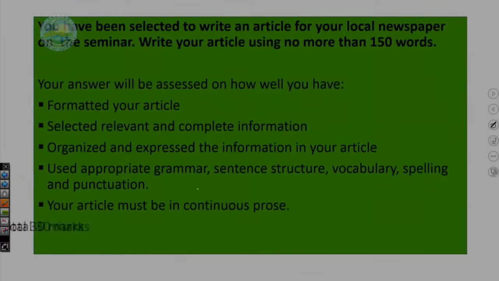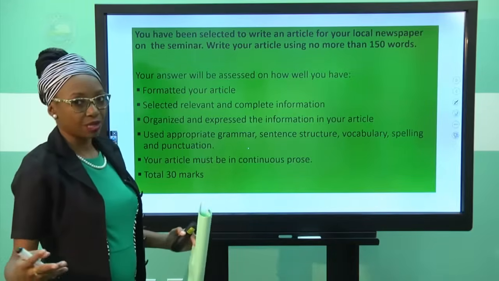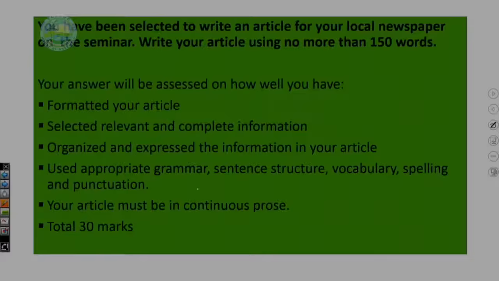Your article must be in continuous prose, and again, because this is going to be in Section 2 of Paper 2, you will be awarded a maximum of 30 marks for this. You find here, especially in this prompt, you would have been given the detail, and this is what I'd ask you to take a picture of. You were given the detail about what took place, the particular setting, the context, the background. And then it says you have been selected to write an article for your local newspaper.